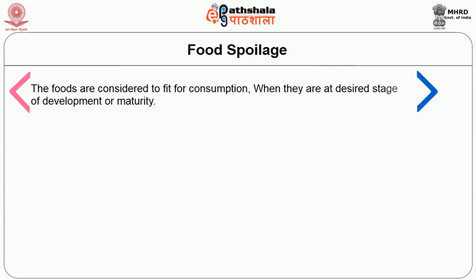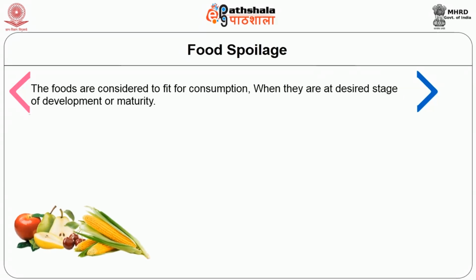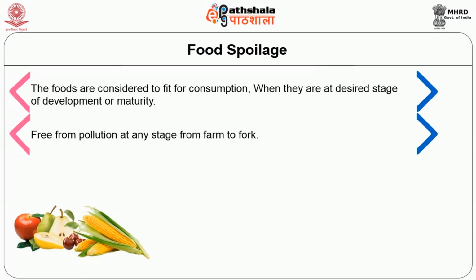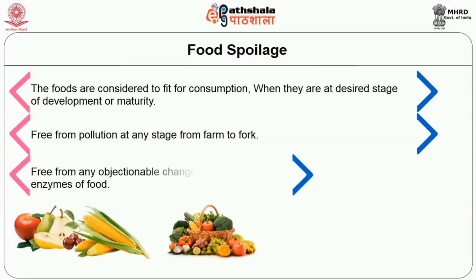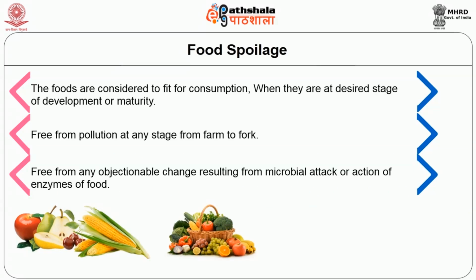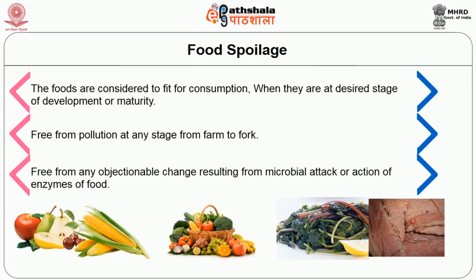The foods are considered to be fit for consumption when they are at the desired stage of development or maturity. For example, food at the correct ripening stage, example corn at the young and milky stage. And it should be free from pollution at any stage from farm to fork. For example, fish from unpolluted water, fruits and vegetables without residue of fertilizers. And it should be free from any objectionable change resulting from microbial attack or action of enzymes of food. Example, wilted vegetables or else putrefaction in meat.